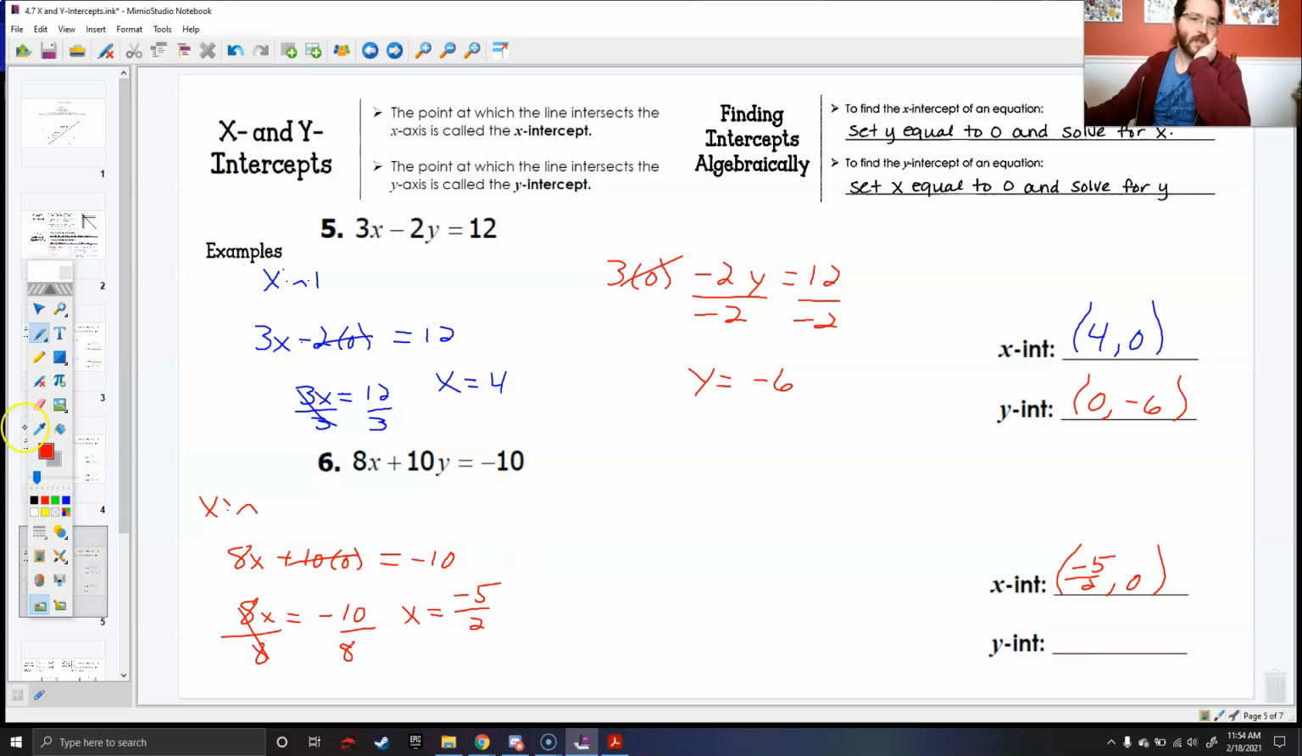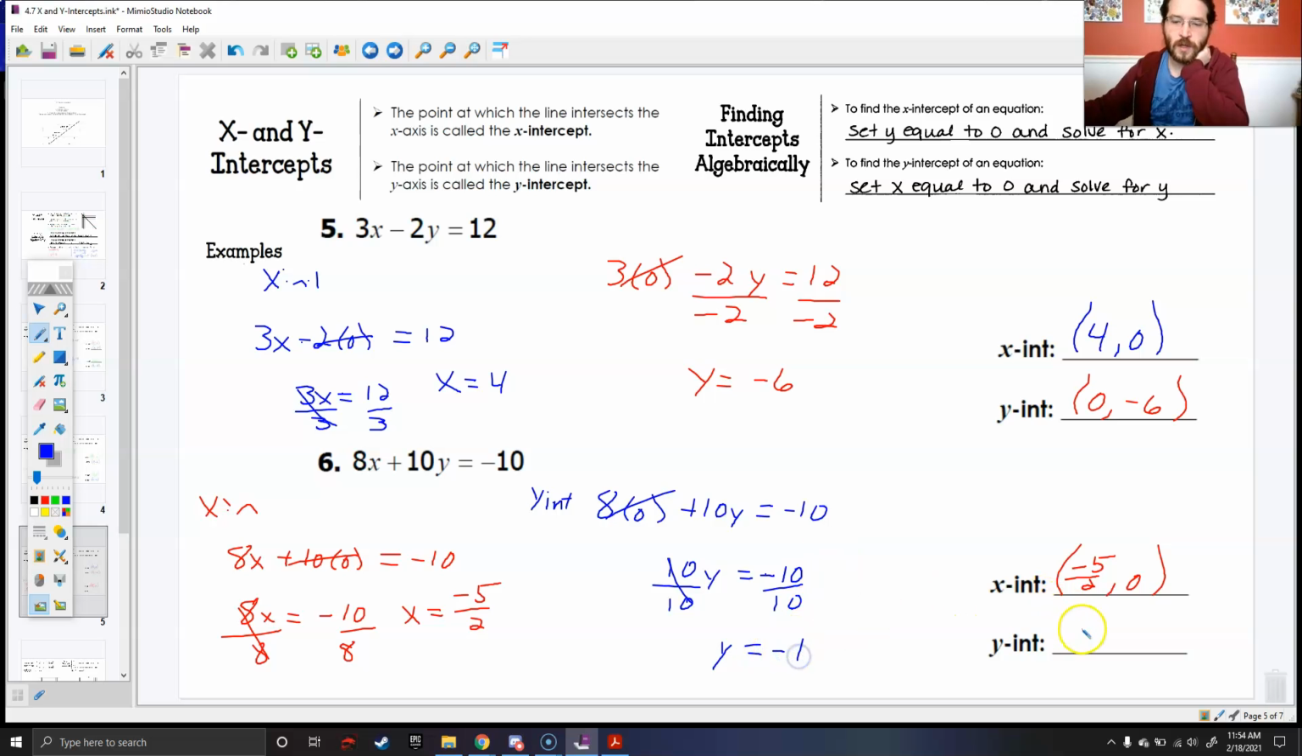It's not going to be perfect, as in whole numbers. So this is the y-intercept. 8 times 0 cancels out, plus 10y equals negative 10. So 10y equals negative 10. Divide by 10. Y is going to be equal to negative 1.